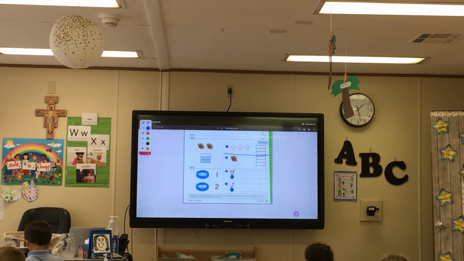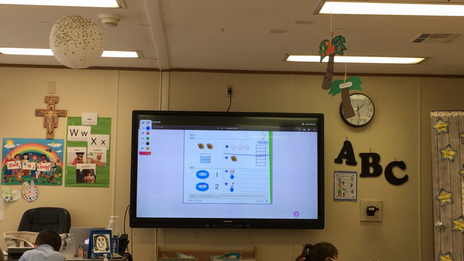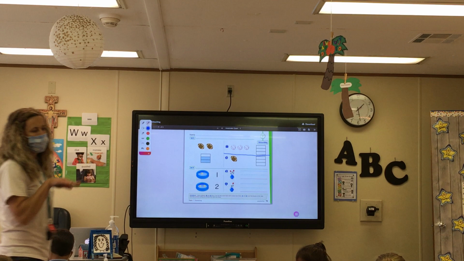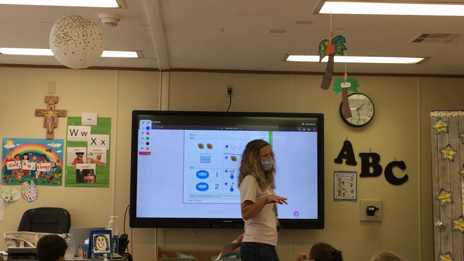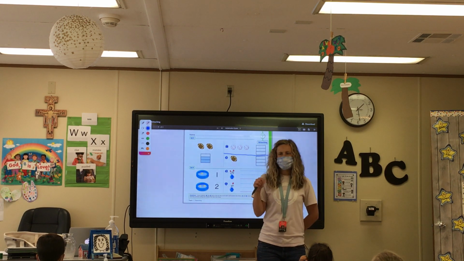Start coloring at the bottom. See? Just start and build our way up, okay? That's why we don't turn our papers. Some of you guys are turning them and then you get confused on what you're coloring.